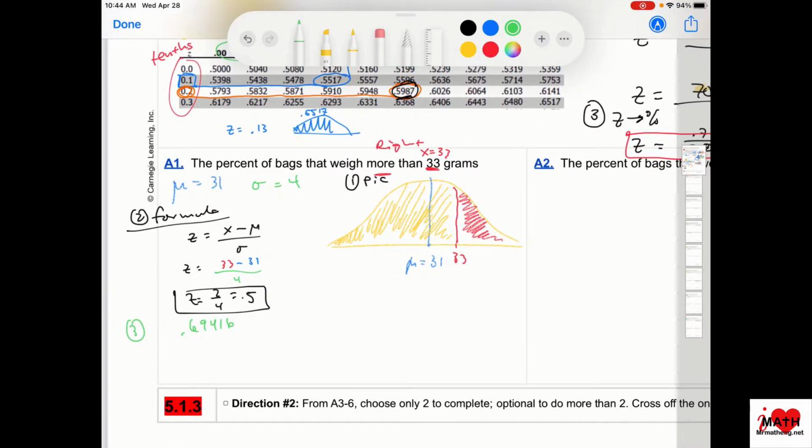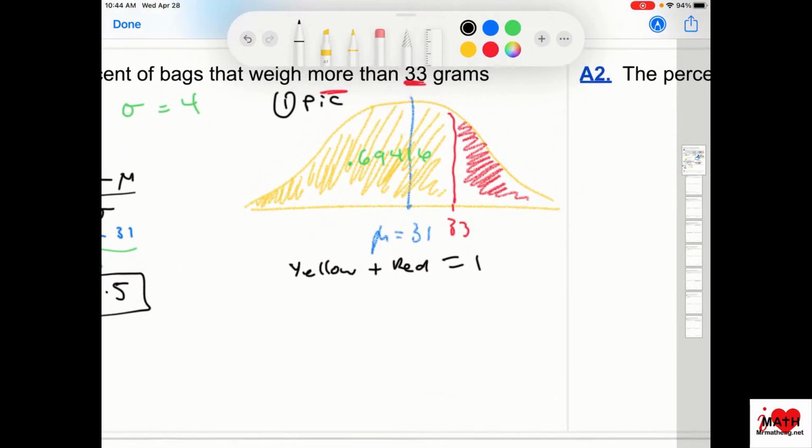So here, this is step number 3. We're basically going from a z-score to a percent. And what we just found out is this whole yellow region is 0.69146. But I need to find more than, so I'm going to have to do some subtraction here. Okay, so essentially what we have is yellow plus red equals 1. And the yellow region we got to be 0.69146.